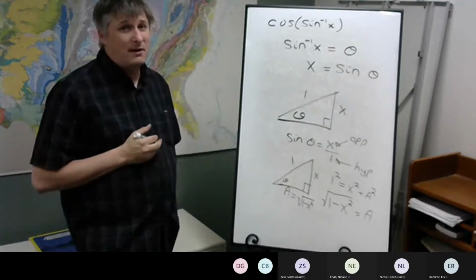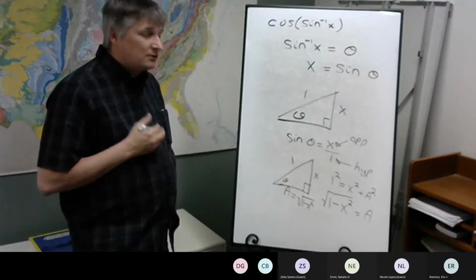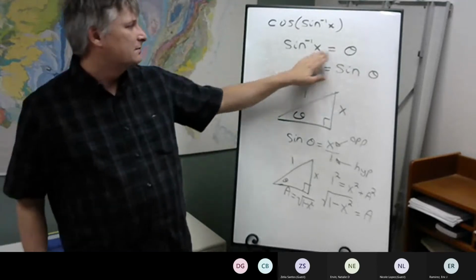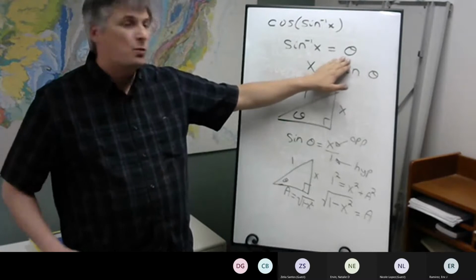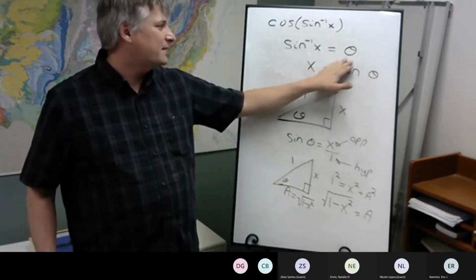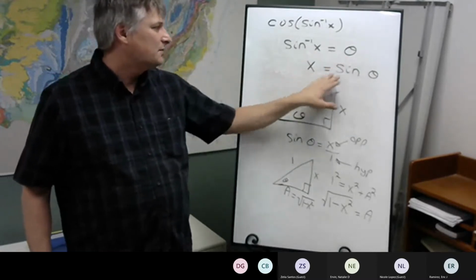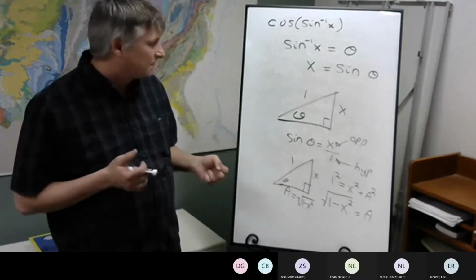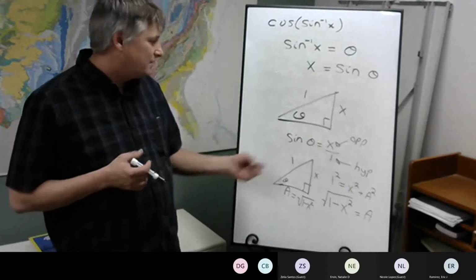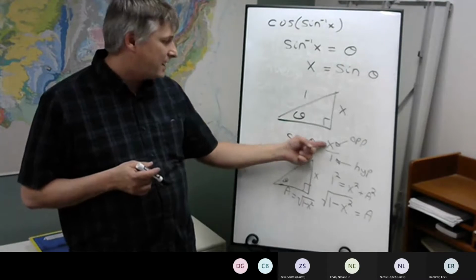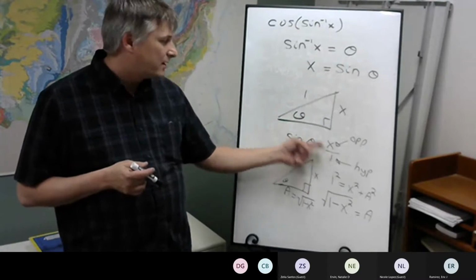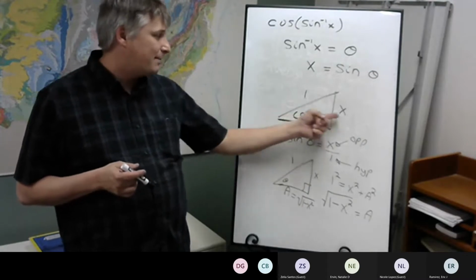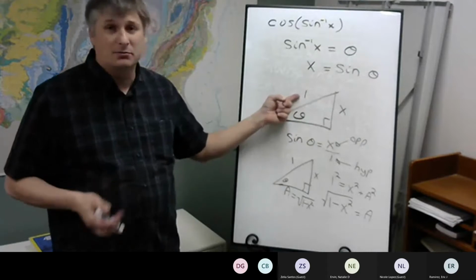So, questions about that? So what we do, sine inverse is an angle. If the sine inverse of x is theta, that means x is the sine of theta. This is our definition for an inverse. That being said, since sine of theta is x, or x over 1, we can construct a triangle where the opposite must be x and the hypotenuse must be 1.